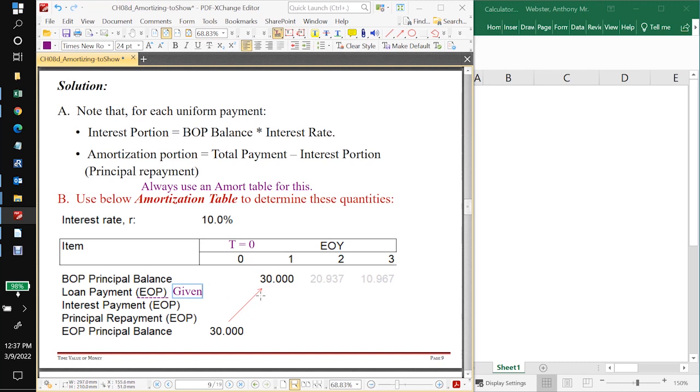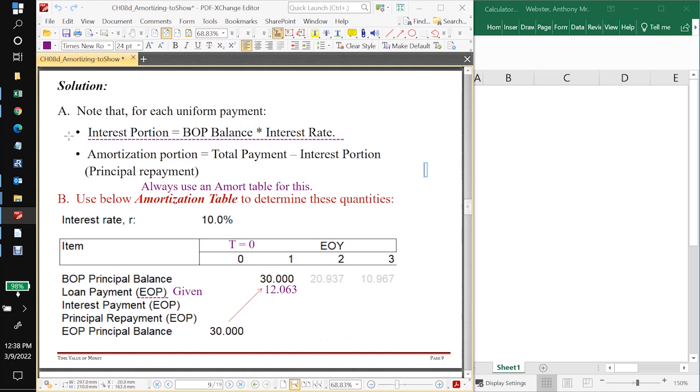Given, and we know what that is. It's equal to our 12.063. Okay, and the interest payment portion of that is equal to what? We know that from what we said up here. This is always going to be true. That's our BOP balance times the interest rate.